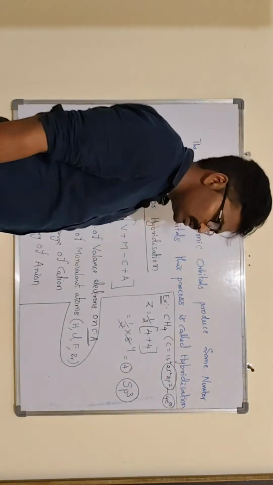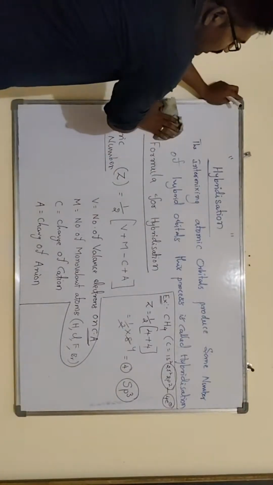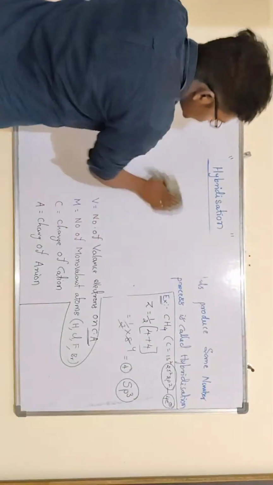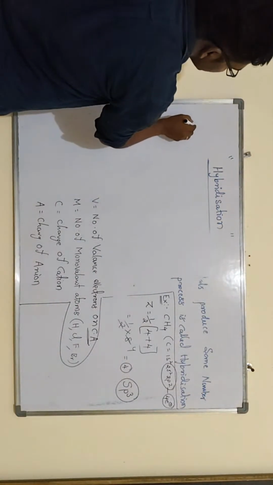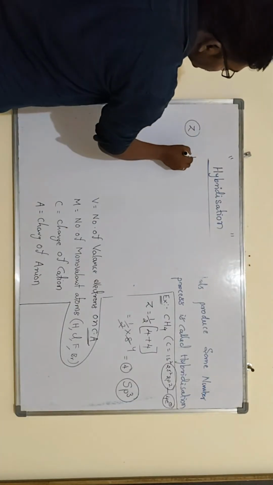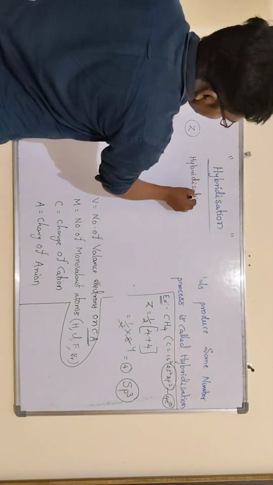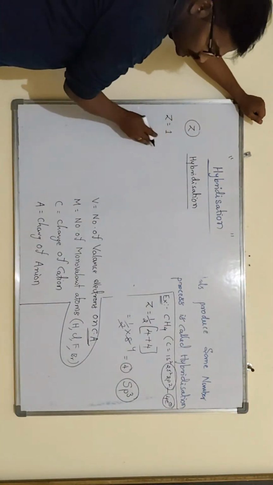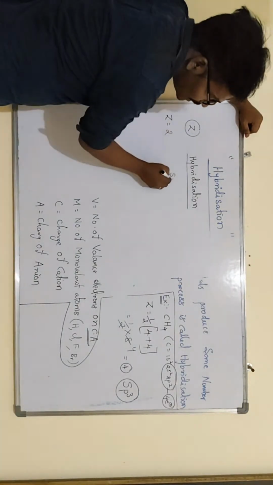How can you say so? I will give you a table based on the steric number. If the steric number, that is the Z value, is 2, that is sp hybridization.